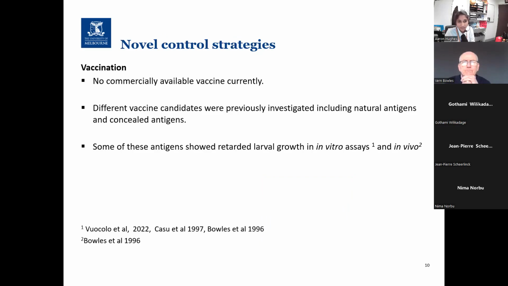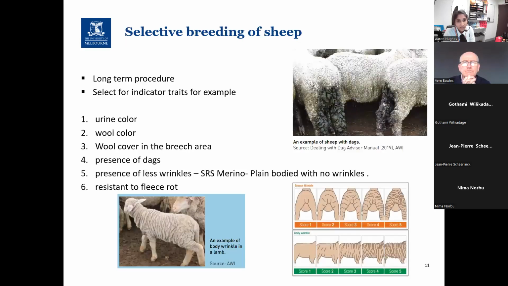And vaccination is another method that we can use to control flystrike. A lot of vaccine antigens have been studied, including natural antigens and concealed antigens. Some of these antigens showed retarded larval growth in in vitro and in vivo assays. But there's no commercially available vaccine at the moment. Selective breeding of sheep is one of the methods that we can use to produce animals that are resistant to flystrike. It's a long-term procedure.